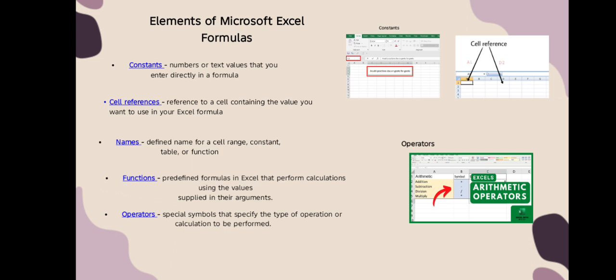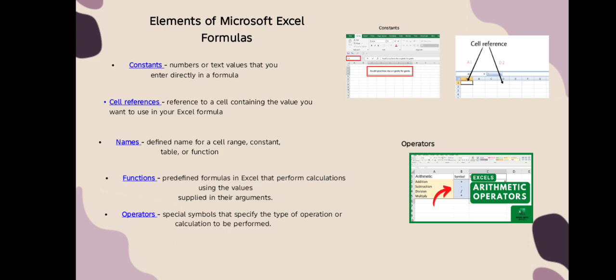Third, names. You can assign a defined name to a cell, a range of cells, a constant, or even a table. For example, instead of writing sum A1:A10, you can name that range sales and write sum sales. This makes formulas easier to read and understand.